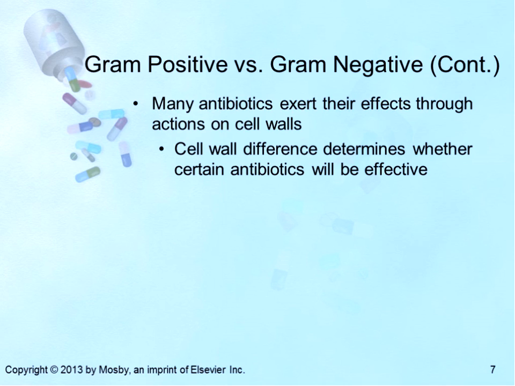Mycobacteria, such as the TB organisms, do not gram stain. They have very tough cell walls and are difficult to kill. Yeasts are gram-positive, and rickettsiae are gram-negative. So again, many antibiotics exert their effects through actions on the cell wall. The cell wall differences determine whether certain antibiotics will be effective.